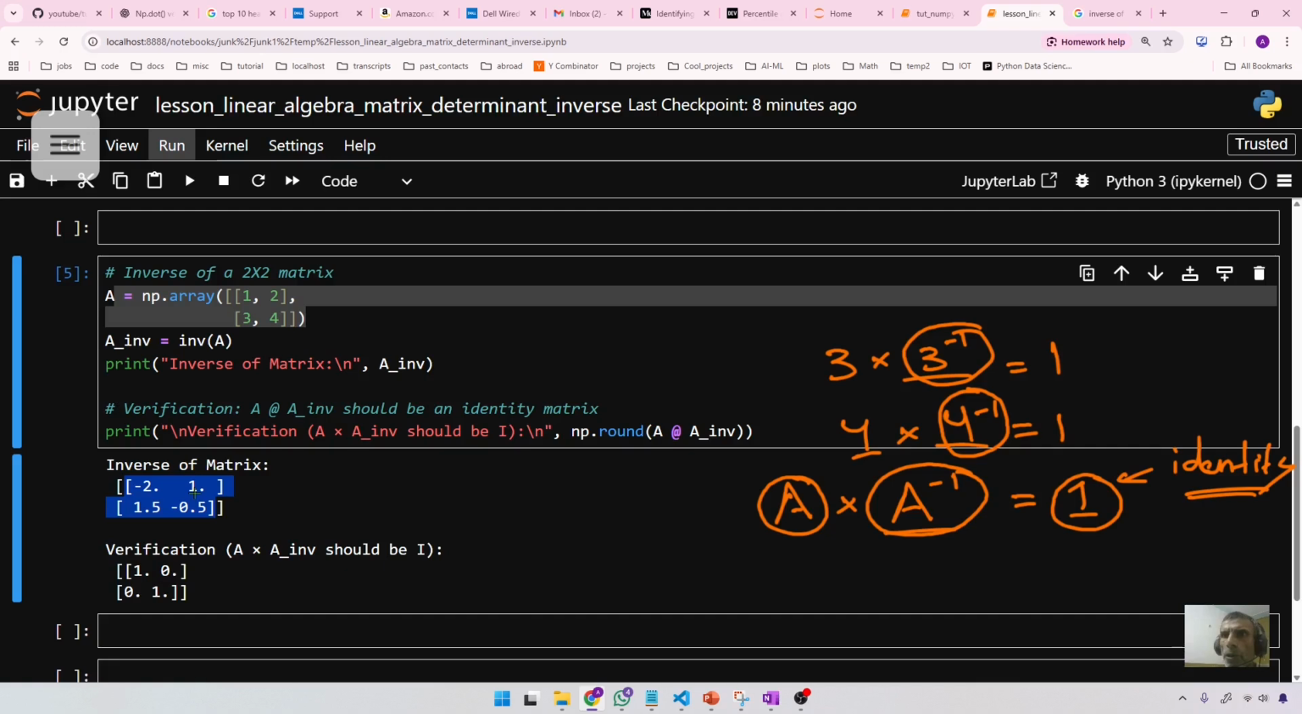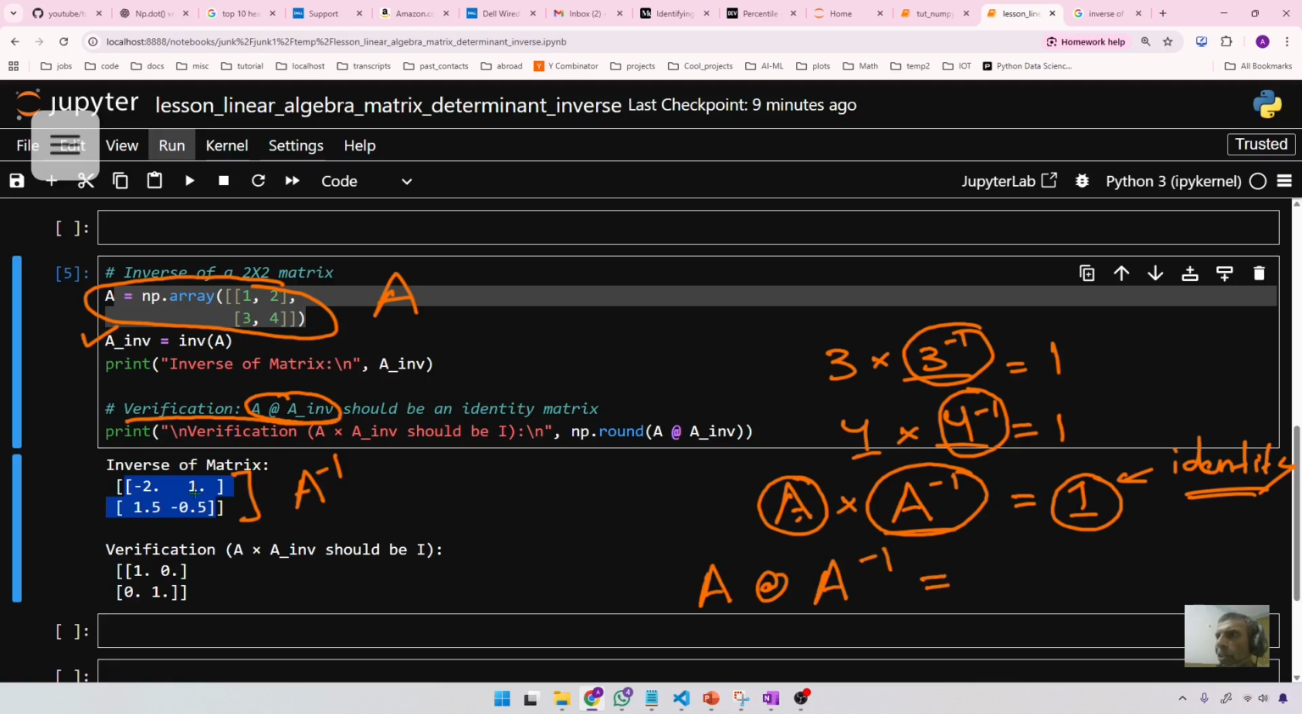So first of all, I find my A inverse. This is my A matrix right here, and I calculate my A inverse right here, and I print it out. Then I do verification. Now, if you remember, how do we multiply two matrices? We use this symbol, A at A inverse. This is a short notation for multiplying two matrices. So I'm multiplying A by A inverse.